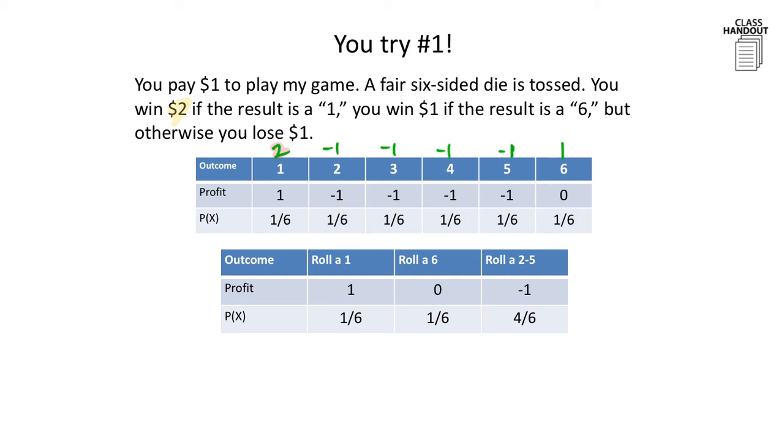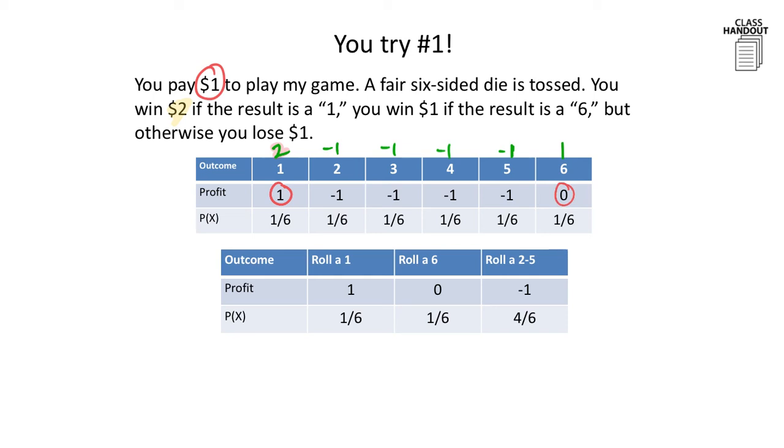Okay, but in this case, we do need to subtract the amount that we're paying to play. So 2 minus 1 is 1. We already say we lose $1 here. And then 1 minus 1 is 0. That's where the 0 comes from. So you could do it that way.